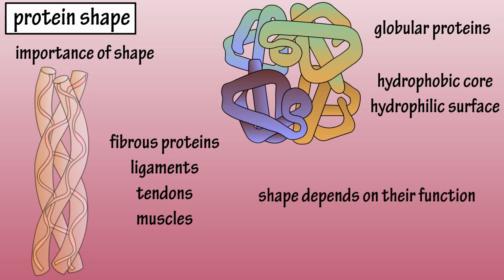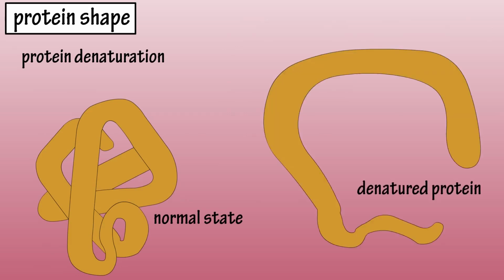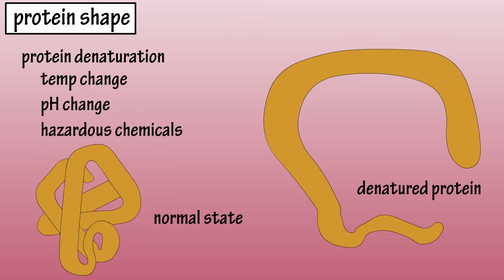Proteins take their shape based on the job they're required to perform, and some have moving parts that are important to their functions. Proteins can have their structure or shape altered by denaturation. When this happens, the protein is no longer able to carry out its job. Denaturation can take place because of change of temperature, change in pH, or the presence of certain hazardous chemicals.